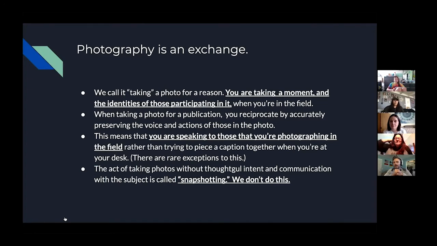But while I was there, I would see these people who were kind of capitalizing on the moment to just get interesting photos, and they would just kind of lift their camera up and take a photo and then move on. And that's a horrible practice. We shouldn't be doing it. That's snapshotting. So we need to avoid that.